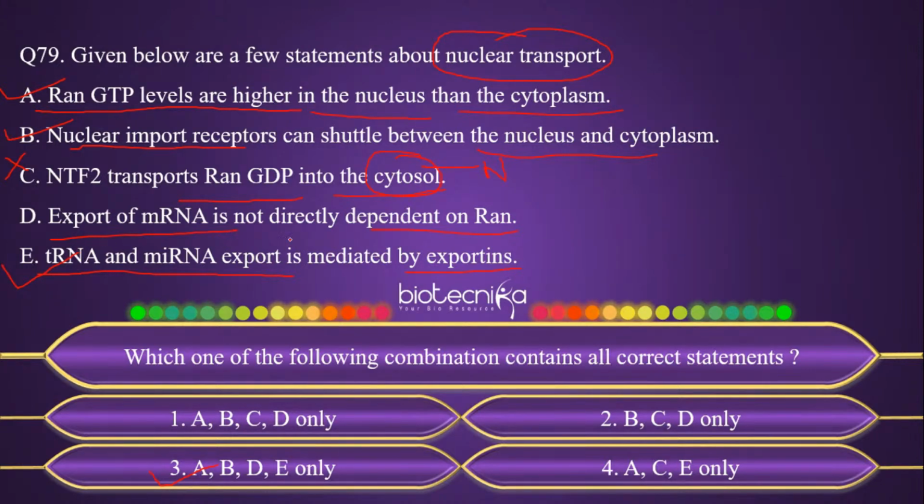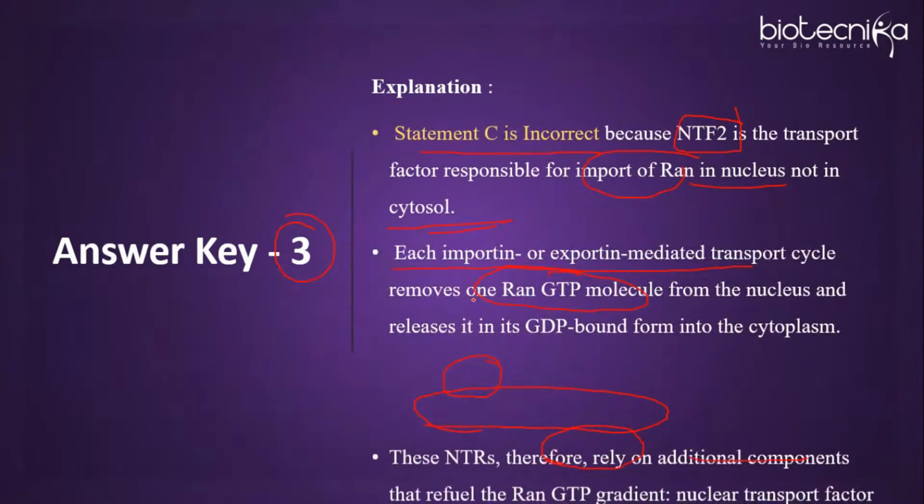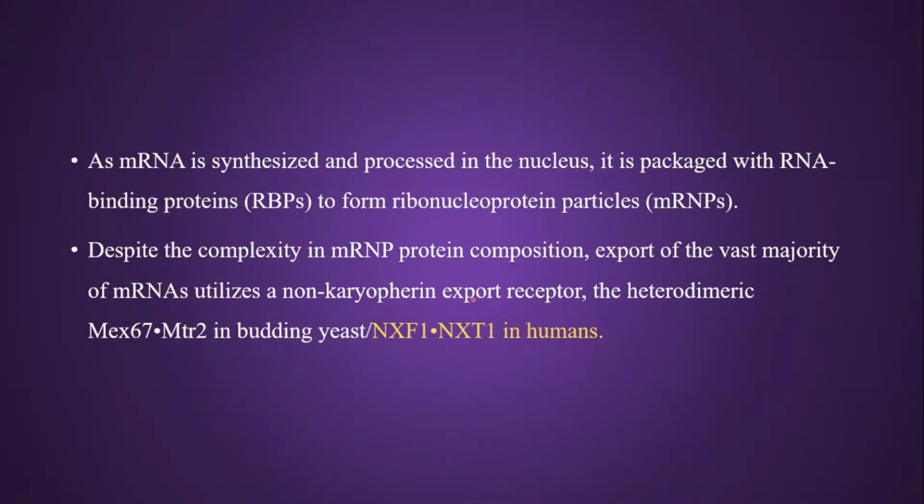The export of mRNA is not directly dependent on RAN. Meaning what? See, once the mRNA is synthesized, it will undergo various processing. Only after the processing and binding of several proteins will it be transported out. One such protein that is responsible for binding is NXF1 and NXT1 present in humans. These are the proteins that are responsible for binding to this mRNP protein composition. And only after that will your mRNAs be transported out of the nucleus. Okay. I hope this question is clear now to everyone.